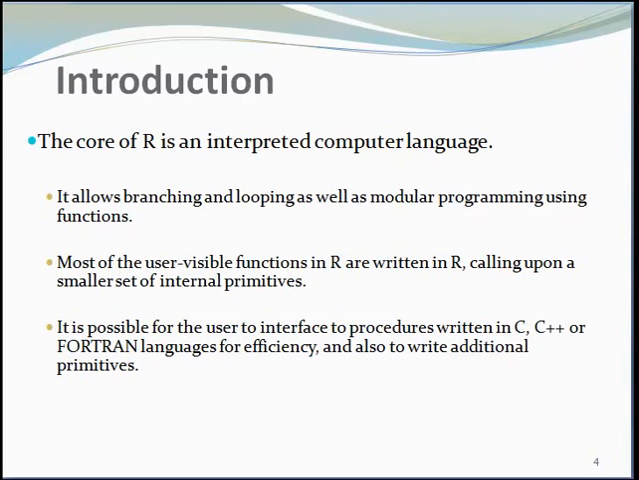The core of R is an interpreted computer language, that is, it allows branching and looping as well as modular programming using functions. Most of the user-visible functions in R are written in R, calling upon a smaller set of internal primitives. It is also possible for the user to interface to procedures written in C, C++ or Fortran for efficiency, and also to write additional primitives.